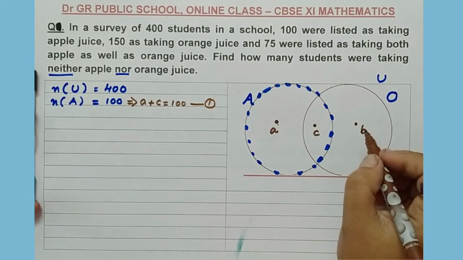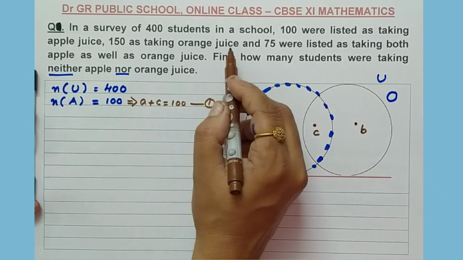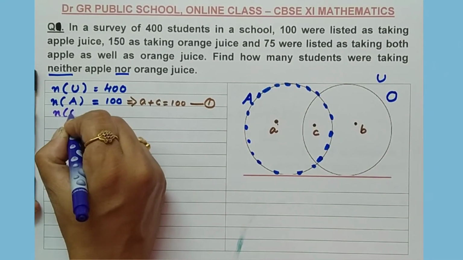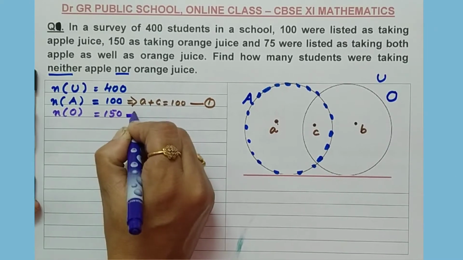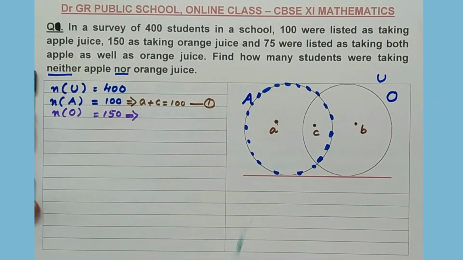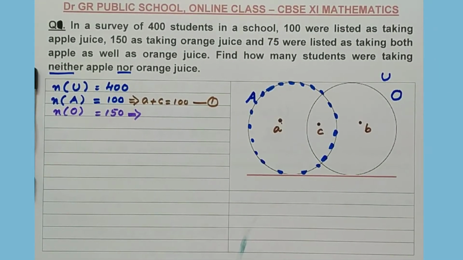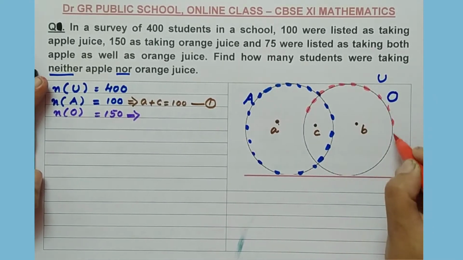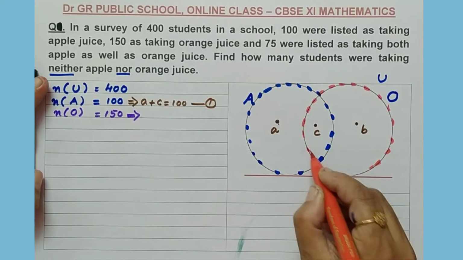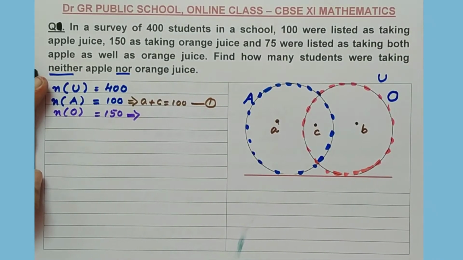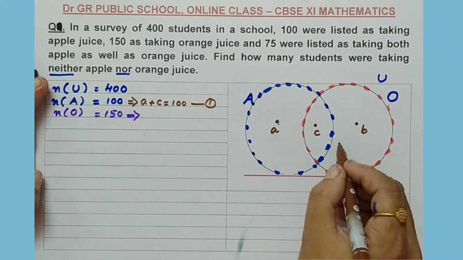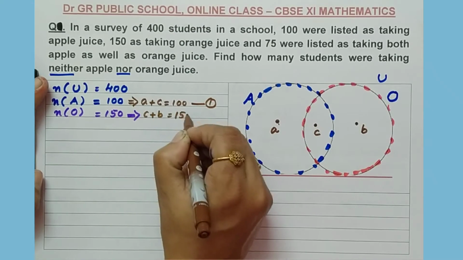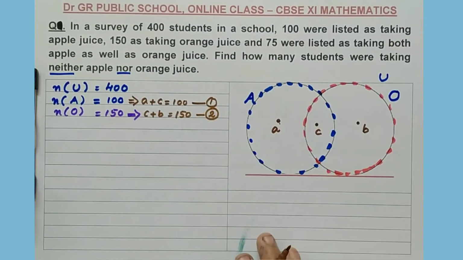Now, second thing, 150 are taking orange juice. 150 students are taking orange juice. Orange juice means that the number of elements in the set orange juice O is given as 150. Now, look at the figure and identify the number of members in the set B, or the orange juice set. This red area represents the set of students who are taking orange juice. From this figure, you can say that the number of students taking orange juice equal to 150 means that B plus C, or C plus B, equal to 150. You can take this as equation number 2. This is the method of doing it by means of a Venn diagram.